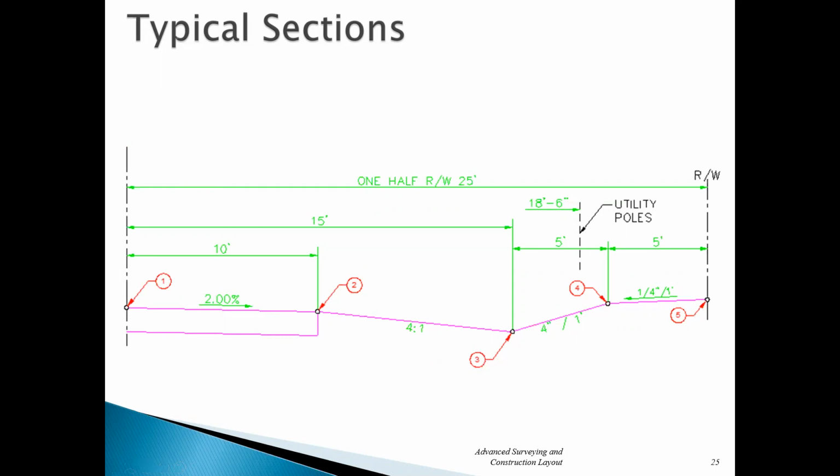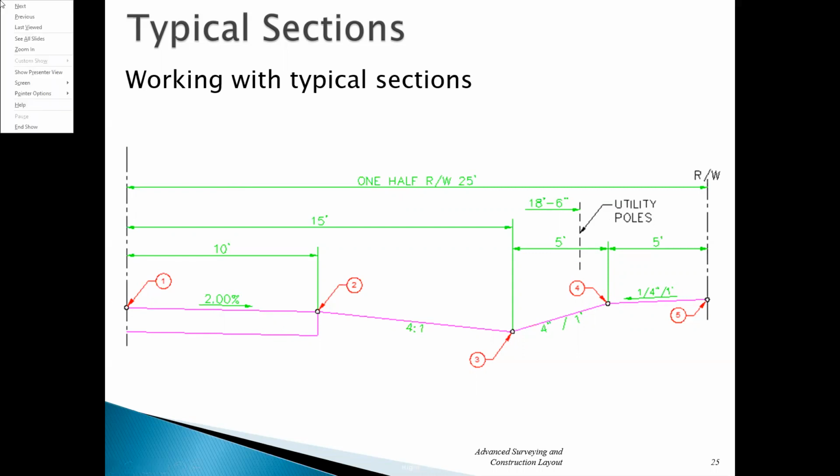We're going to figure out what I call template numbers that I'm going to use to determine this. So we're going to have a 2% grade down. What's the distance that the 2% is running at? That's 10 feet, right? 10 feet from the center over to the edge of pavement, correct? Yes. How far is that 4-to-1 slope traveling?